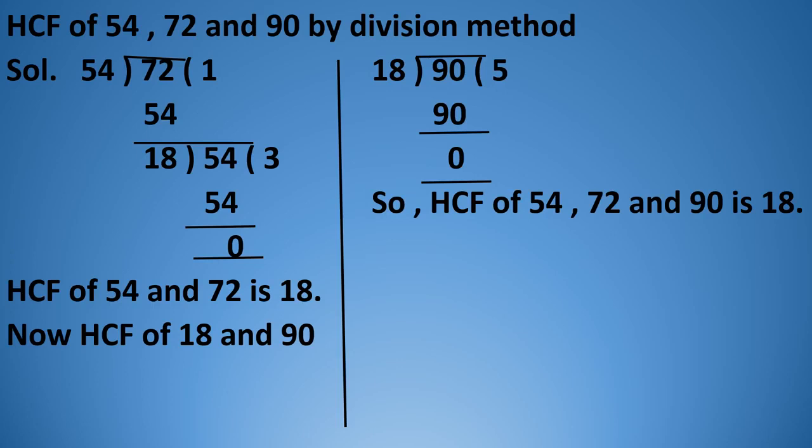Now we find out the HCF of this 18 and the third number which is left. That means HCF of 18 and 90. The greater number is here 90. So divide 90 by 18. Okay, 18 5s are 90. So your HCF of 54, 72 and 90 is 18, the last divisor.